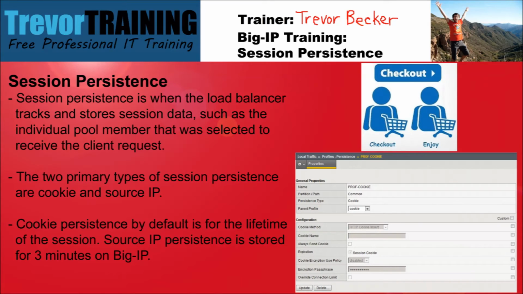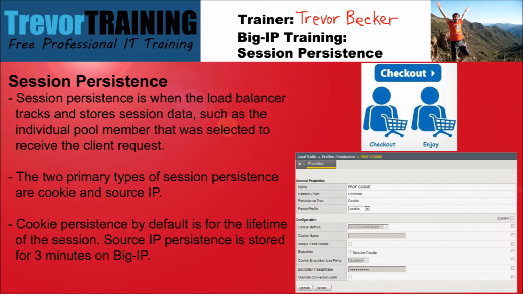Source IP persistence, also known as source address affinity, supports TCP and UDP protocols and is a simple solution for persistence. Source IP persistence works for situations when the SSL certificate and key are not present and a cookie cannot be injected into the HTTP header.